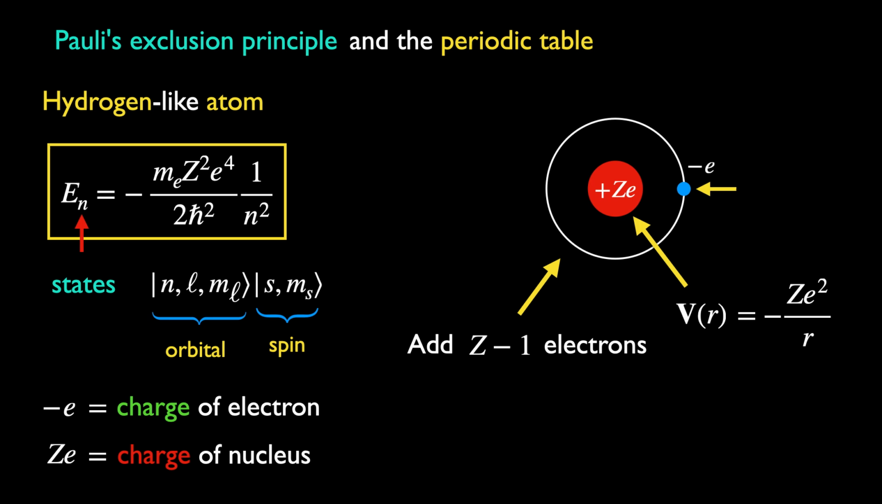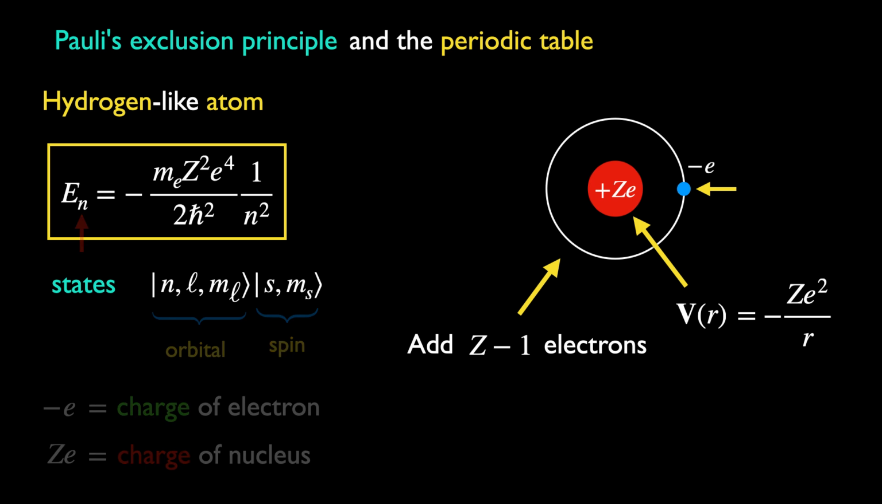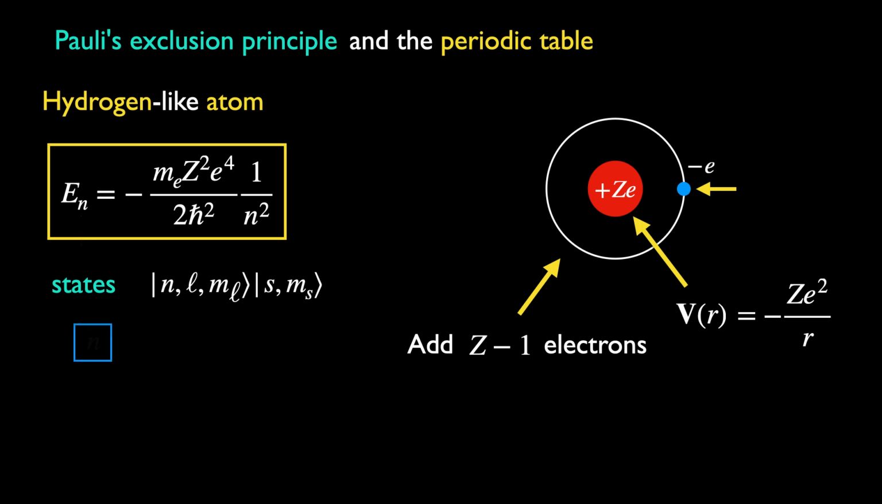the periodic table, with Z as the variable that distinguishes between the different elements. The Pauli exclusion principle becomes an important constraint in how we perform this task, since no two electrons can occupy the same state. Let's see what these states are.